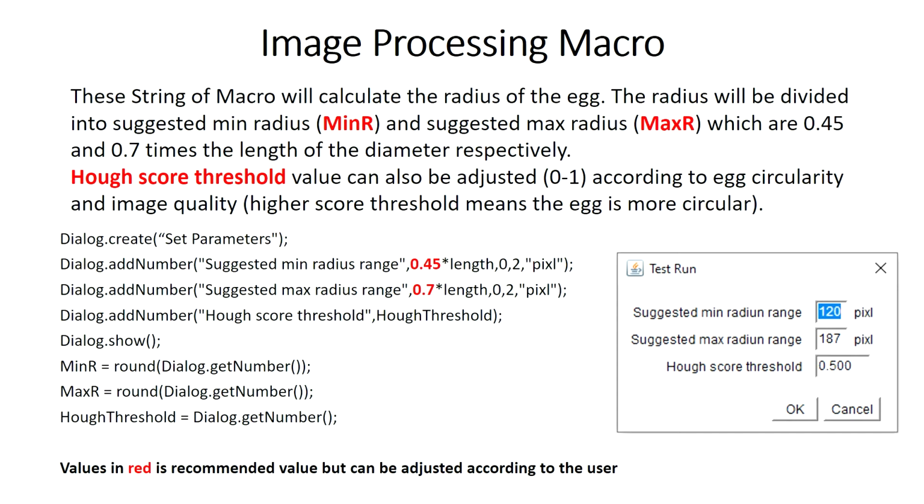The Hough score threshold value can also be adjusted from 0 to 1 according to the egg circularity and image quality. In this case, a higher threshold value means that the egg is more circular. So if you have eggs that are more oval-shaped or not circular, you should reduce the Hough score threshold value. Here, the values in red are recommended values, but they can be adjusted according to the users themselves.